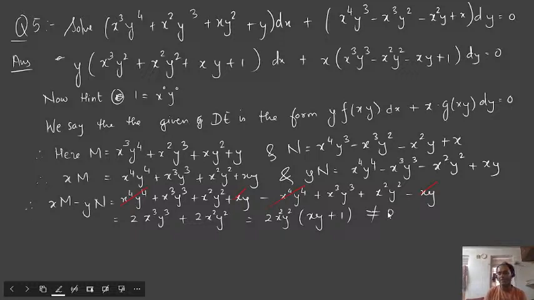This we will consider not equal to 0, and hence I can now write my integrating factor to be 1 upon xm minus yn. When I do this, I'll get 2x square y square (xy plus 1). This is what I get, and then I have to multiply this integrating factor to the original differential equation.